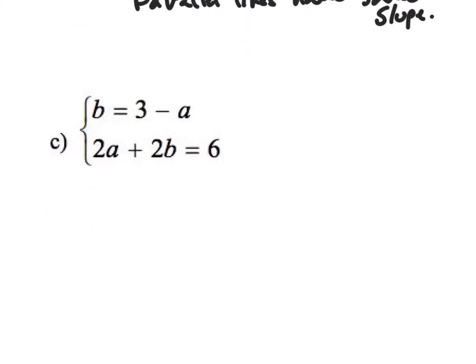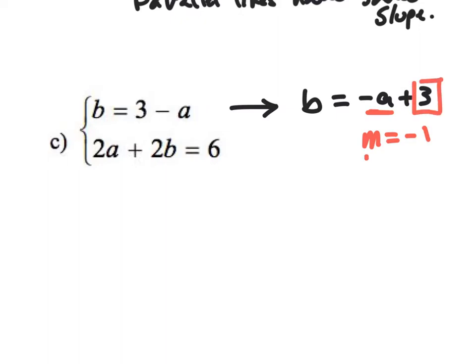All right, for the last one, let's go ahead and take a look at this. Now this has B and A. A is like my x value, B is like my y value. So this one is already in slope-intercept form. So I'm going to rewrite this as B is equal to negative A plus 3. Now I can rewrite that and switch it around, because I want to identify my slope. My slope M is equal to negative 1. My y-intercept B is equal to 3.